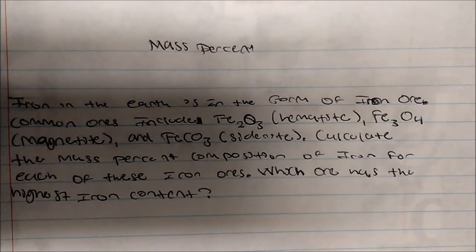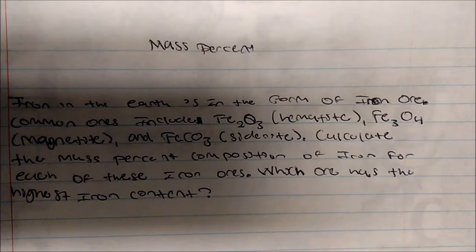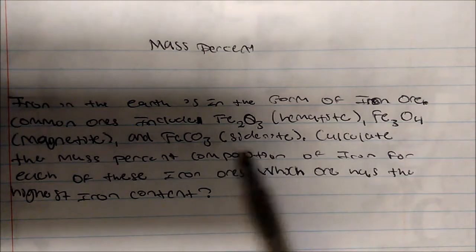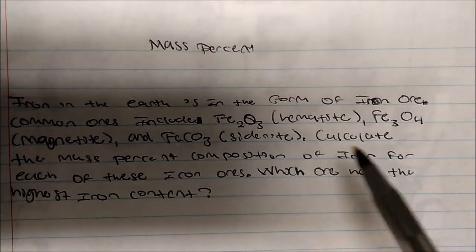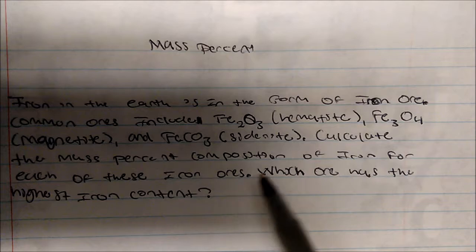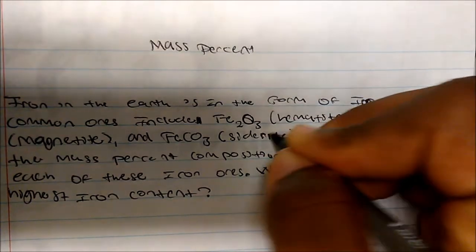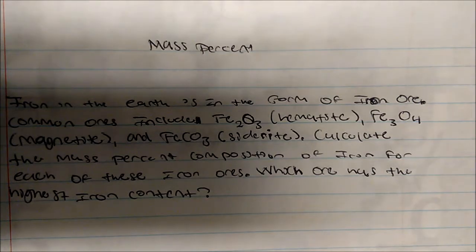So in this video, we're going to talk about the idea of mass percent and how we would calculate it. I have a question here. It says that iron content in the earth is in the form of iron ore, however you want to pronounce that. Common ones include hematite, which is Fe2O3, magnetite, which is Fe3O4, and siderite, which is FeCO3.